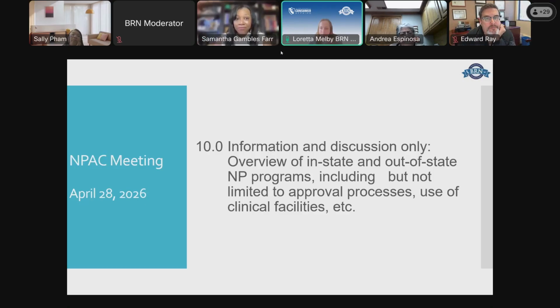Some of the examples of numbers: in-state neonatal nurse practitioner, they have 5 students. Out-of-state neonatal nurse practitioners, we have 34 students. In-state women's health nurse practitioner, we have 51. Out-of-state, we have 94. Adult-gerontology primary and acute, in-state, we have 342 students. Out-of-state, we have 876. So there is a difference between in-state and out-of-state.